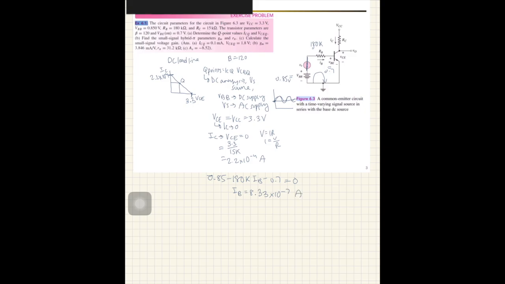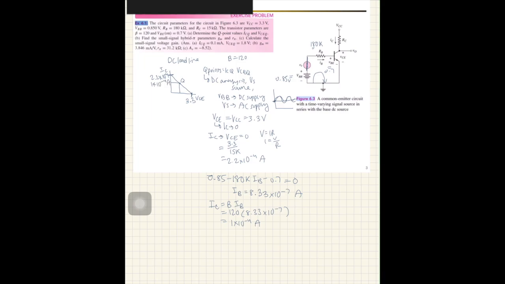And a relationship that we know is IC equals beta IB. So beta is 120 times 8.33 times 10 to the negative 7, which gives you 1 times 10 to the negative 4 amps. And from there, now we know the value of IC: 1 times 10 to the negative 4 amps.